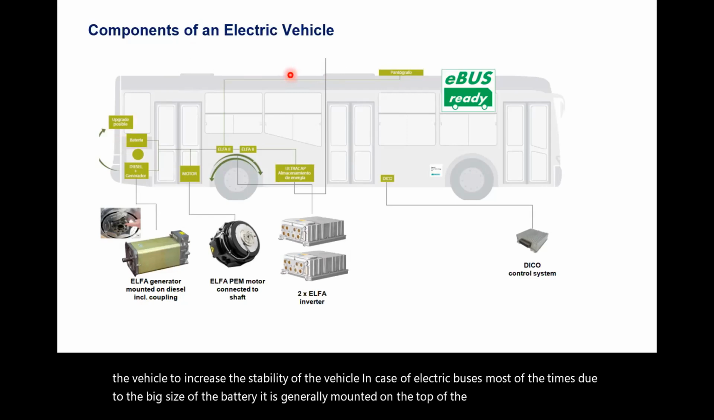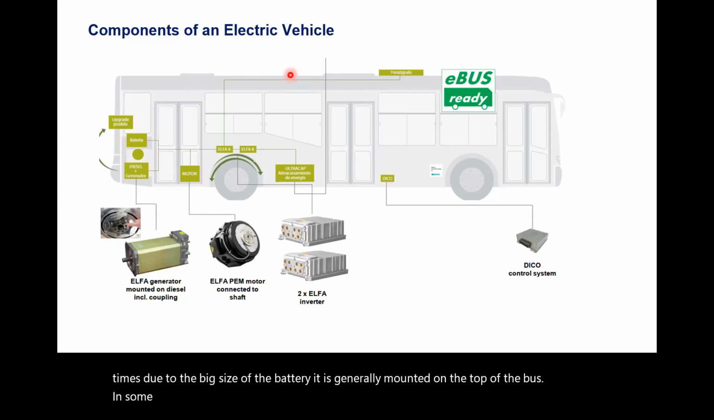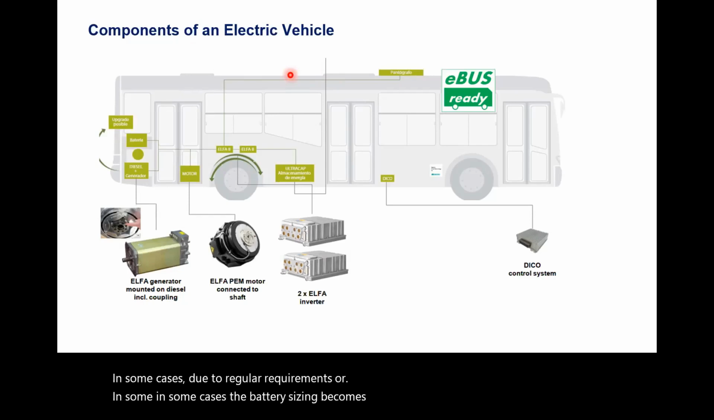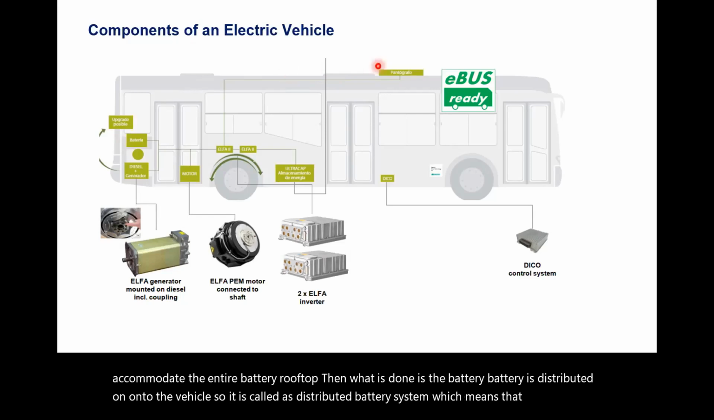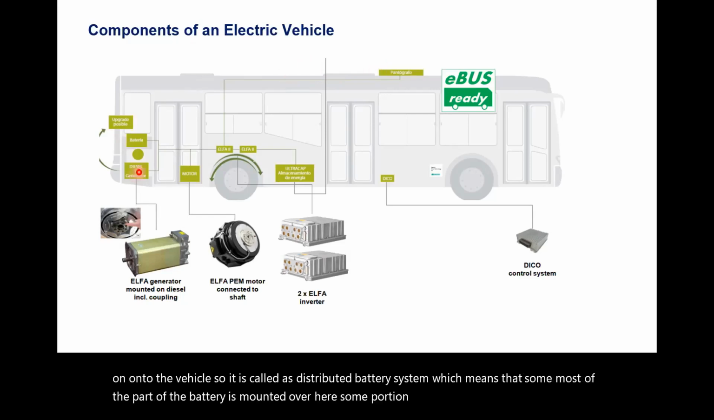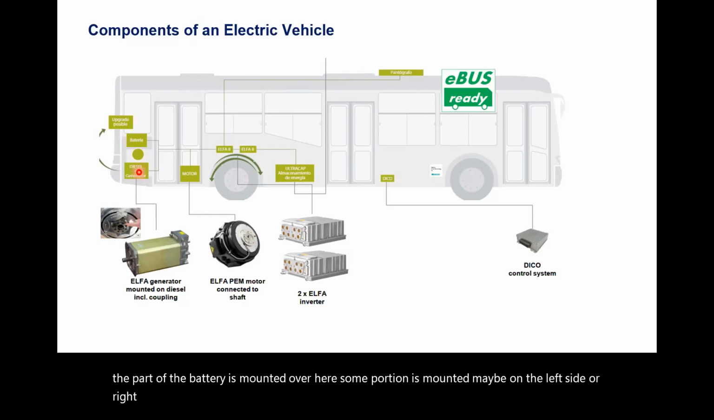In some cases, due to vehicular requirements, or in some cases, the battery sizing becomes very high and it becomes difficult to accommodate the entire battery on the rooftop. Then what is done is the battery is distributed onto the vehicle. So it is called a distributed battery system, which means that most of the part of the battery is mounted over here. Some portion is mounted maybe on the left side or right side, and it becomes a distributed mounting mechanism.